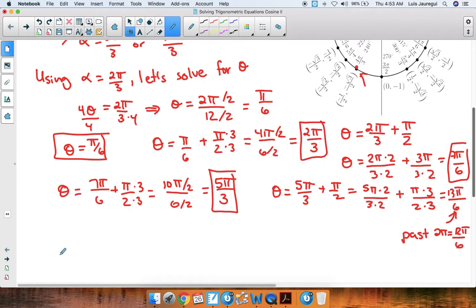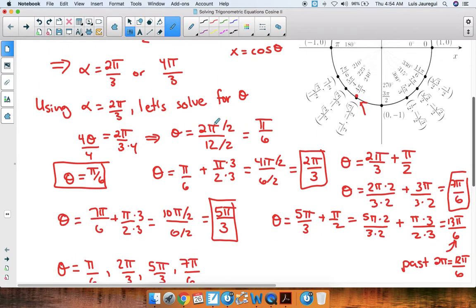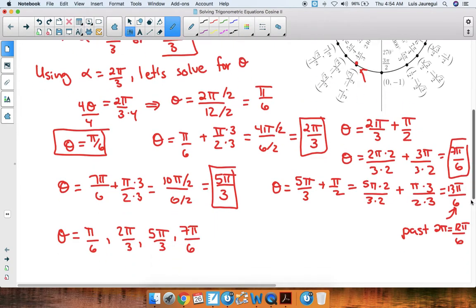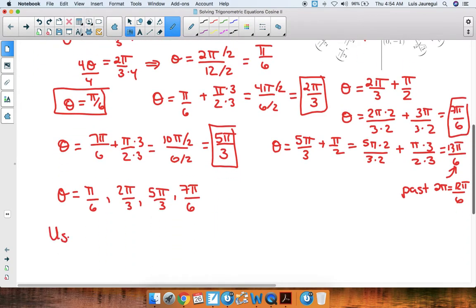So far, let's recapitulate. We have that theta could be equal to pi over 6, 2 pi over 3, 5 pi over 3, and 7 pi over 6. So those are our solutions so far. Now, to get the other ones, we're going to use the other value for alpha. And notice that the other value for alpha was equal to 4 pi over 3. So let's use 4 pi over 3 for alpha to get the theta.